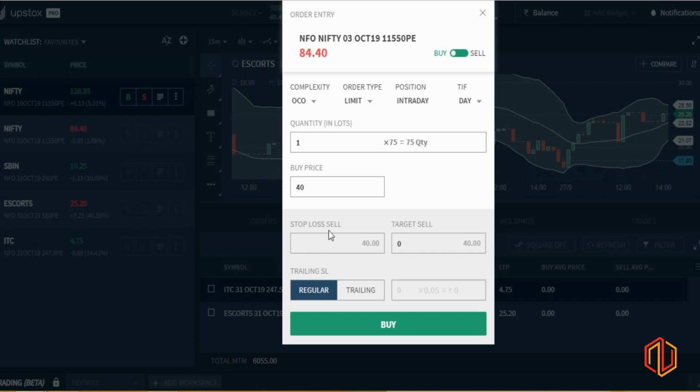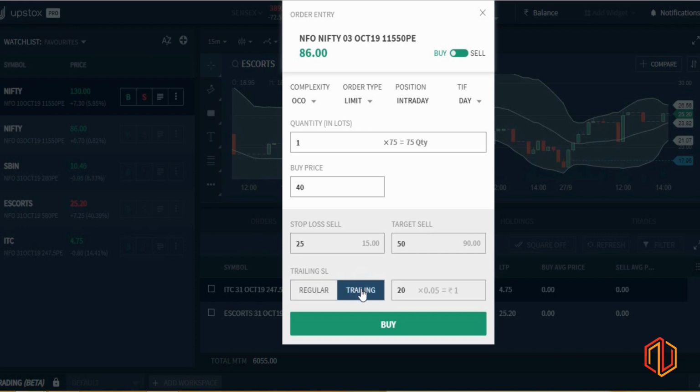So let's say I'm doing it at a difference of 25 rupees. This here is the target. So here again, if I'm keeping my stop loss at a distance of 25 rupees, I would keep my target at say 50 rupees. 50 rupees gap. So that means I entered at 40 premium and I'm exiting at a premium of 90. Right? This is the regular stop loss.